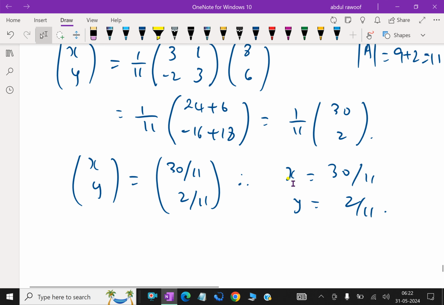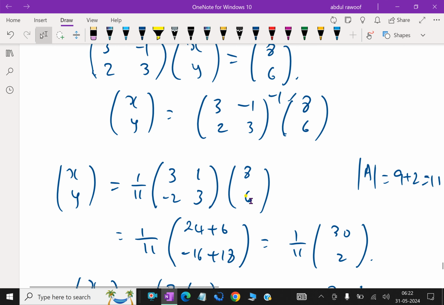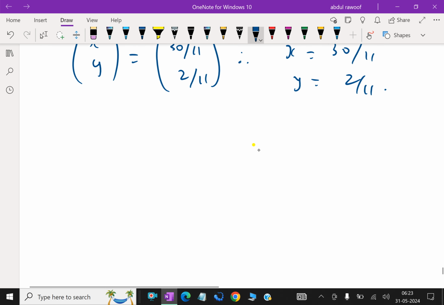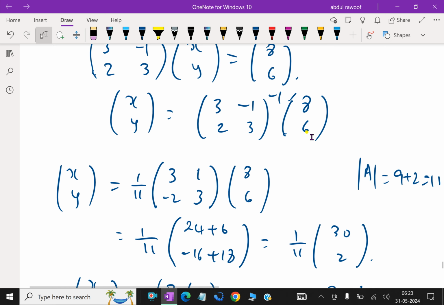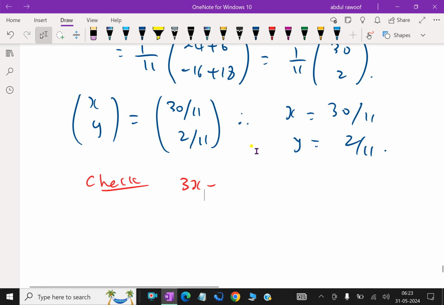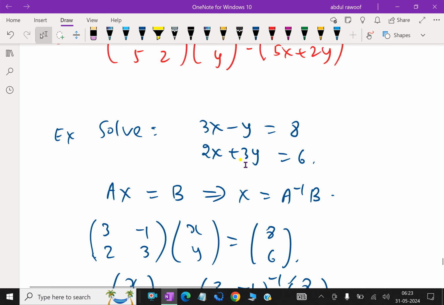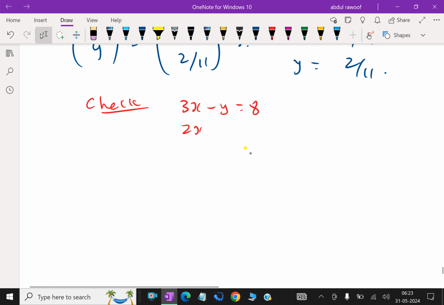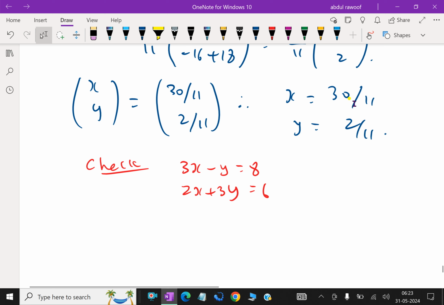So we are having this. We can check this solution in the given equations. First, 3x minus y equal to 8. Then the second equation, 2x plus 3y equal to 6. Let us check with the x and y values. x is 30 by 11.